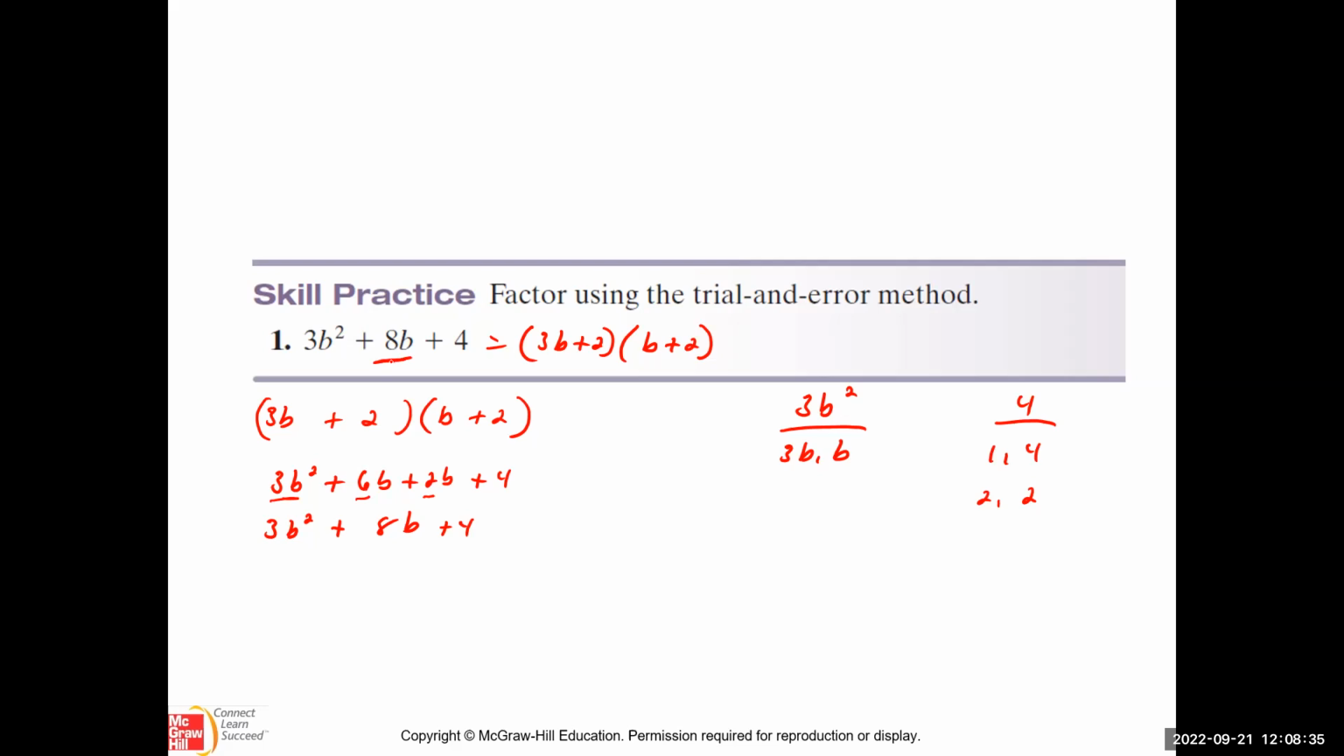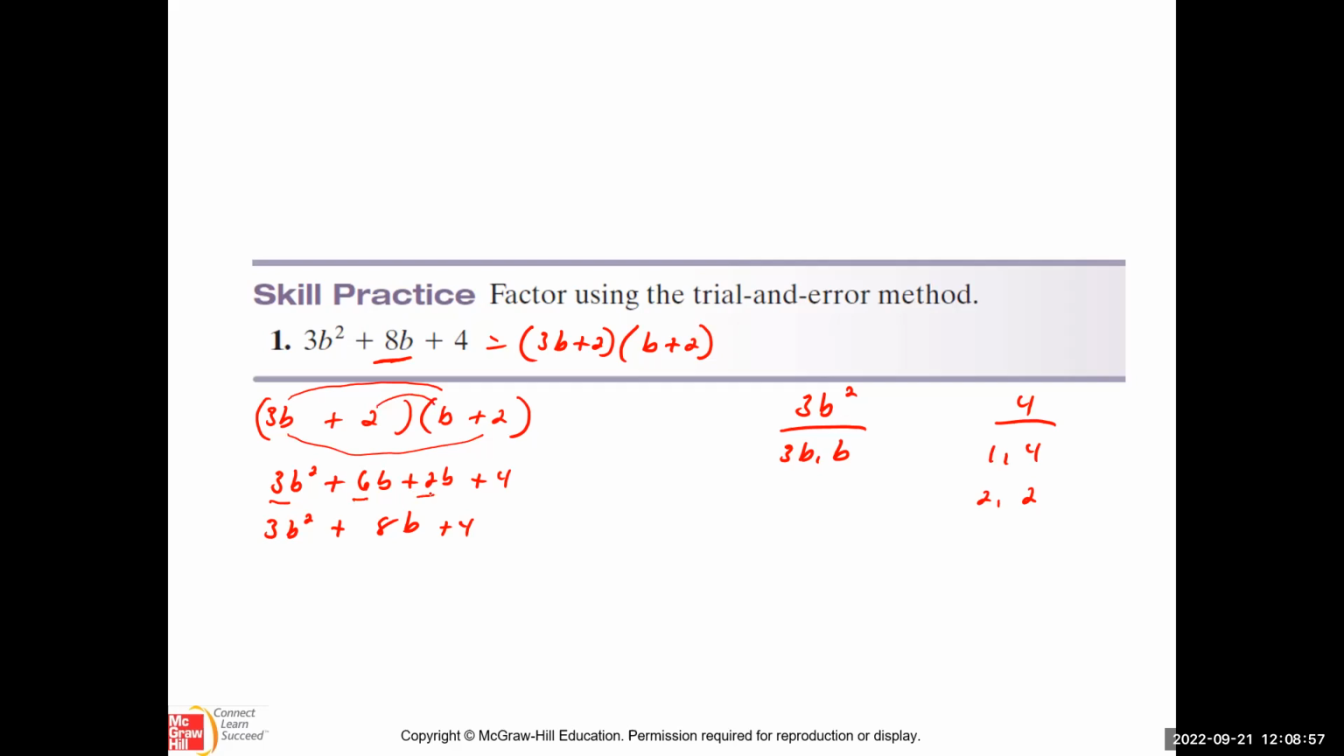I'm kind of confused what you just said. Oh, so all I'm doing is really FOILing. So I'll do the 3b times the b, right? That gave me the 3b squared. I'll do the 3b times the 2, which is the 6b. Then I'll do the 2 times the b, which is the 2b. And so those two middle terms is what I'm trying to get to 8b.